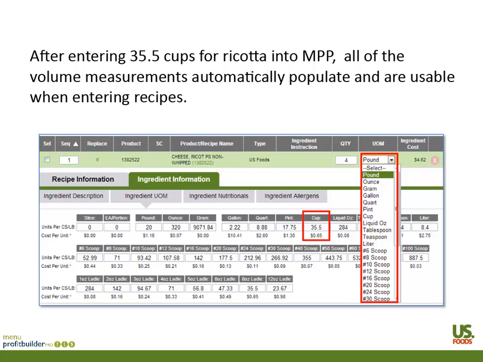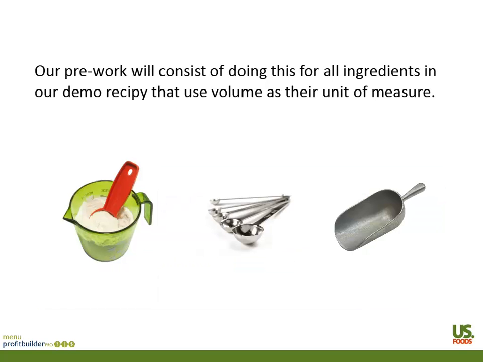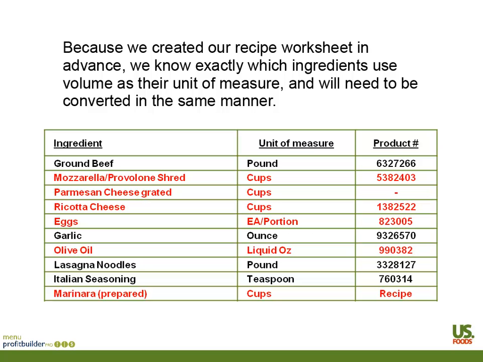After entering 35.5 cups for ricotta into MPP, all of the volume measurements automatically populate and are usable when entering recipes. Our pre-work will consist of doing this for all ingredients in our demo recipe that use volume as their unit of measure. Because we created our recipe worksheet in advance, we know exactly which ingredients use volume as their unit of measure, and will need to be converted in the same manner.